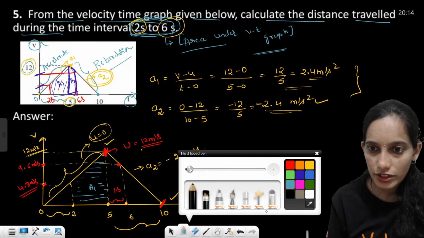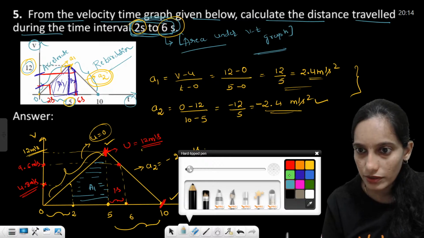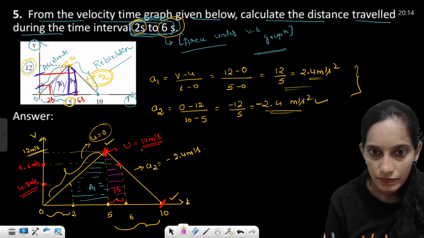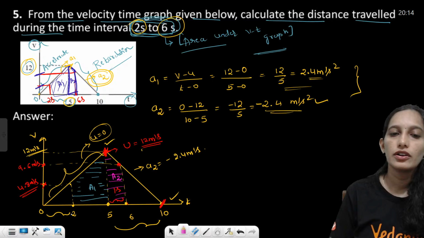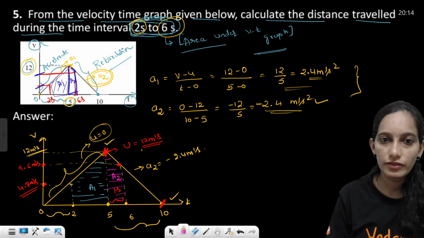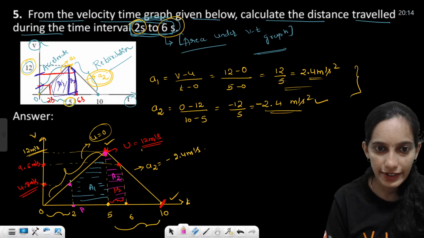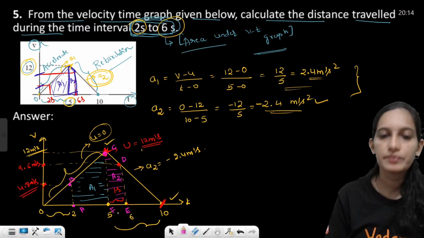Okay, so next, another region, let me just mark with this color. I'll mark this whole thing as A2. If you want, we can just put the coordinates also. Let me try to write coordinates like A, take this point as B. This is C, this is D, this is E and F.